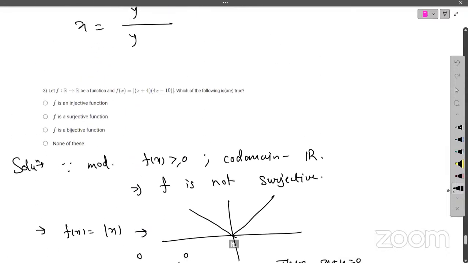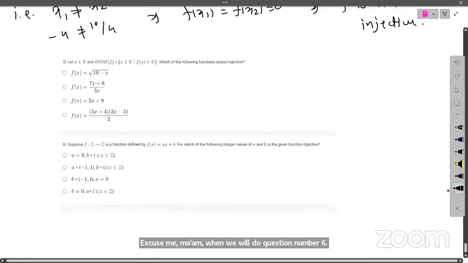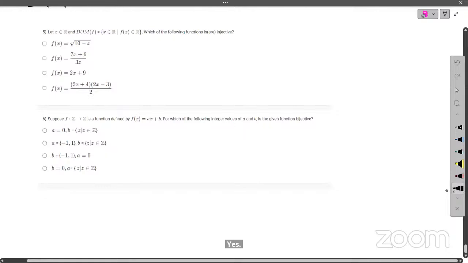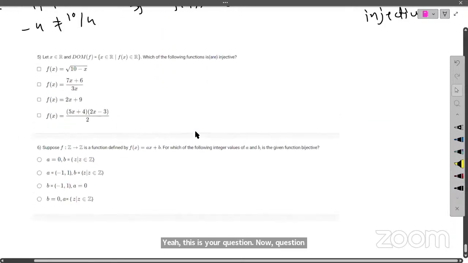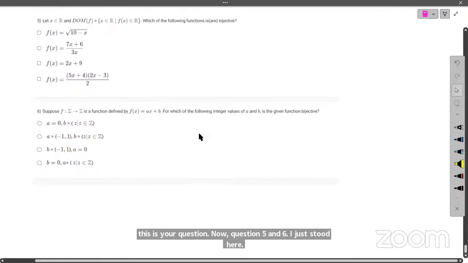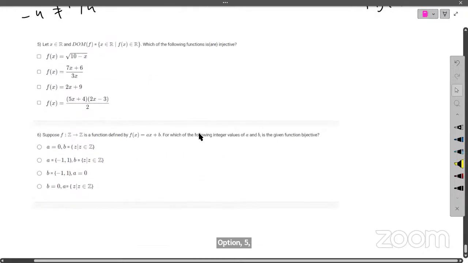Excuse me, ma'am. When we will do Yes. question number 6? Actually, Yeah, I was this. having doubt in question number 6. Yeah, this is your question, now question 5 and 6. I just copy pasted here. Question 5 So only, question number. question 6. Question 5 also. Yeah. Okay, fine. Yes.